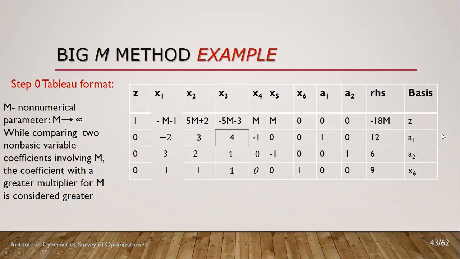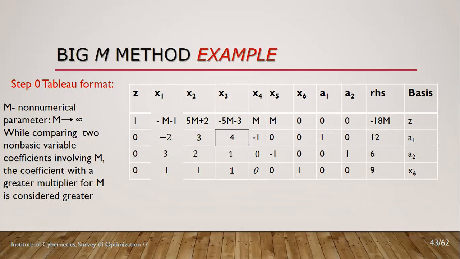Now here, apply the ratios. We have 4, 1, 1, so they are all positive. So 12 divided by 4 is 3. 6 divided by 1 is 6. 9 divided by 1 is 9. So therefore 3 is the minimum value of the ratio, and A sub 1 is the leaving variable from the basis. That's why we selected this quadrant.